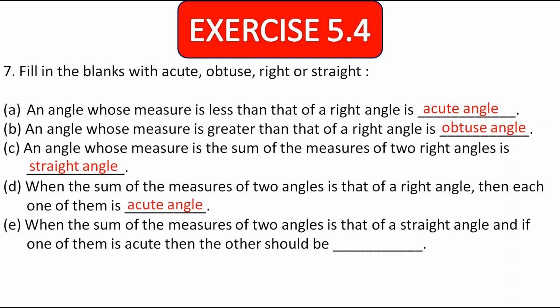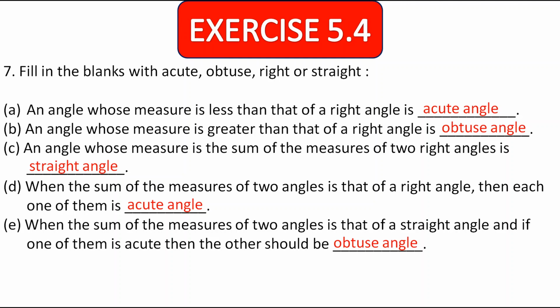Okay. When the sum of the measures of two angles is that of a straight angle. Now here they have told that the sum of the measures of two angles is equal to a straight angle, means it is 180 degree. And if one of them is acute, then the other should be. So see here, to get 180 degree, if we are adding a number which is less than 90 degree, an acute angle, then there should be one number which is greater than 90 degree. So the other angle should be obtuse angle. Okay.